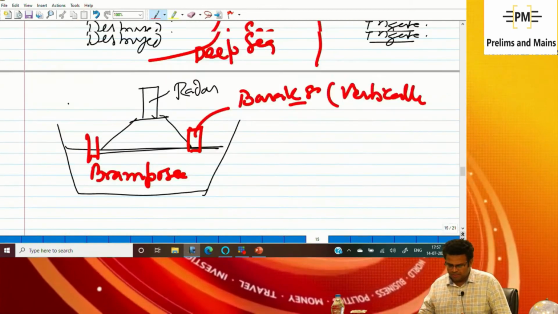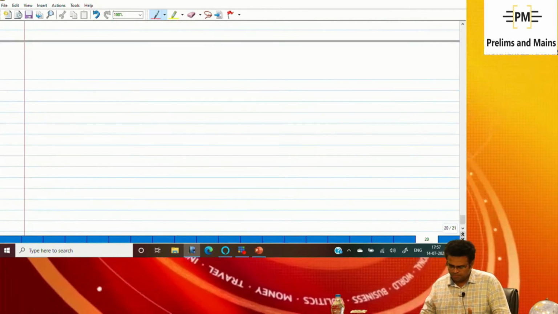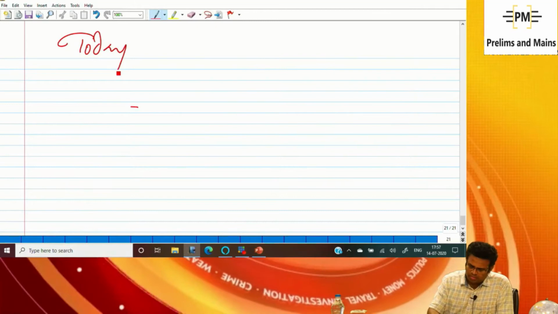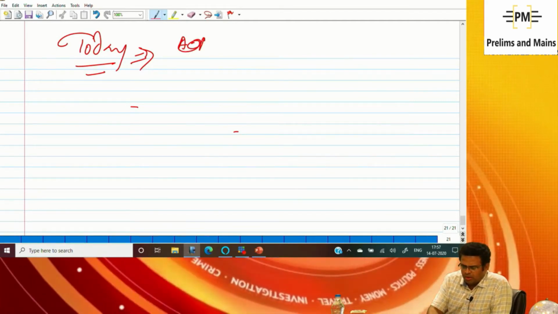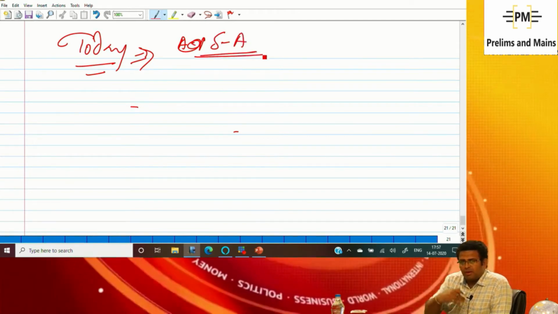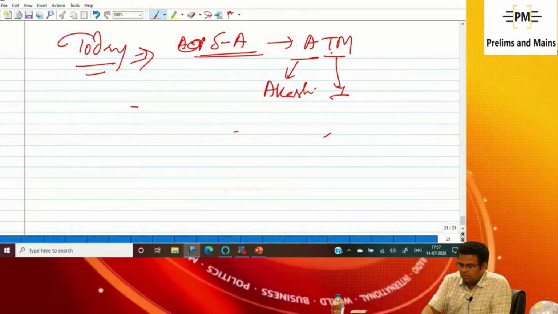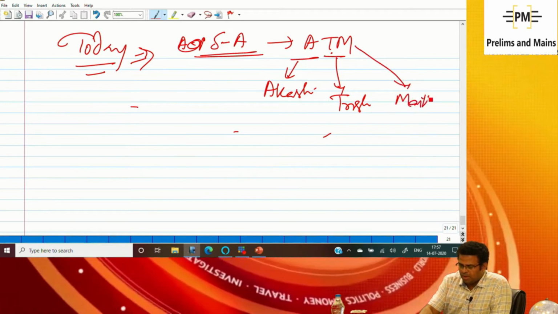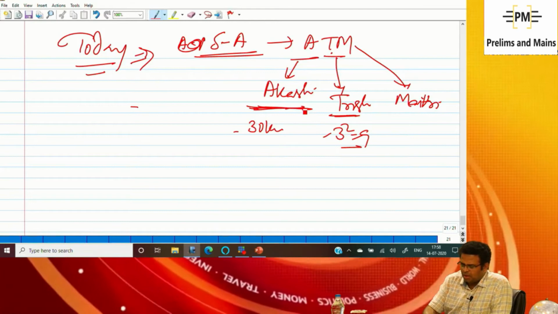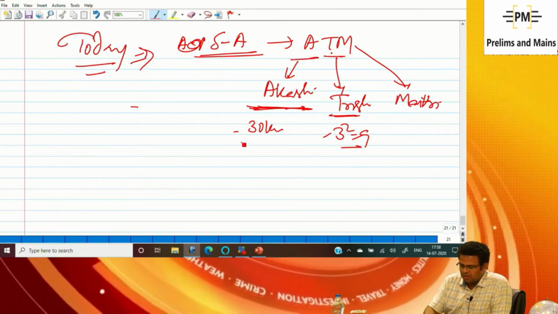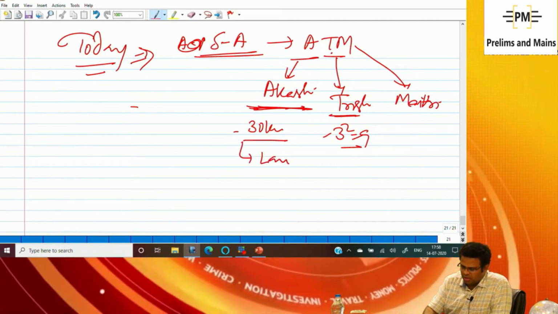So today we have seen a few things so far, like surface-to-air missiles: Akash, Trishul, Maitri. Akash has a range of 30 kilometers, and there is a land version and also a naval version.